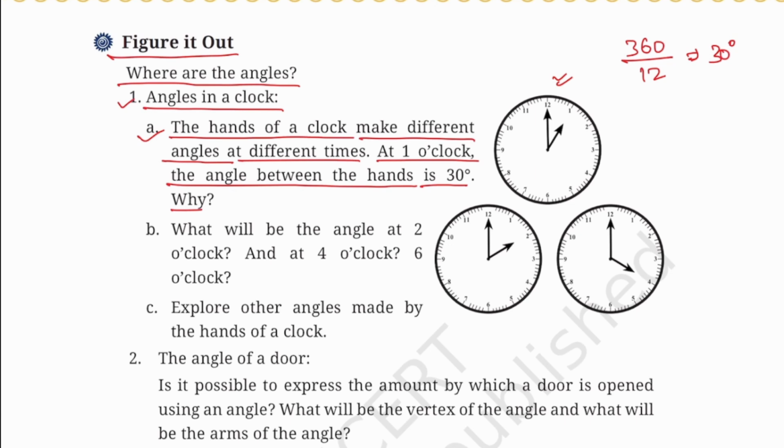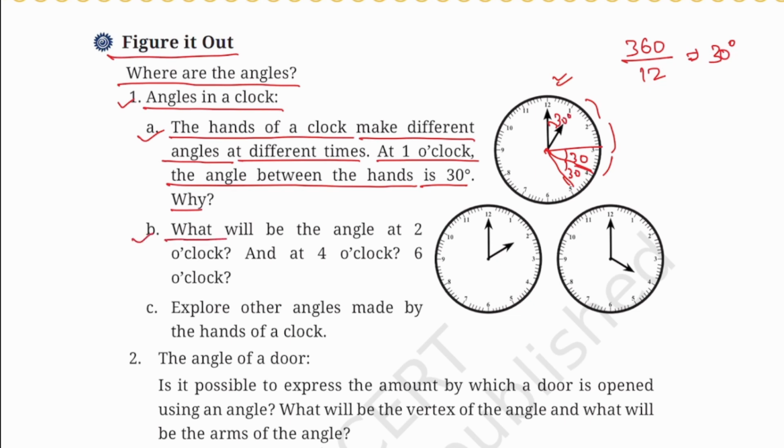That means all the 12 parts, that is 1 to 2, 2 to 3, 3 to 4, are making 30 degree at the center. This one 30 degree, this one 30 degree, similar to our protractor. So at 1 o'clock, the angle between hands will be 30 degree.